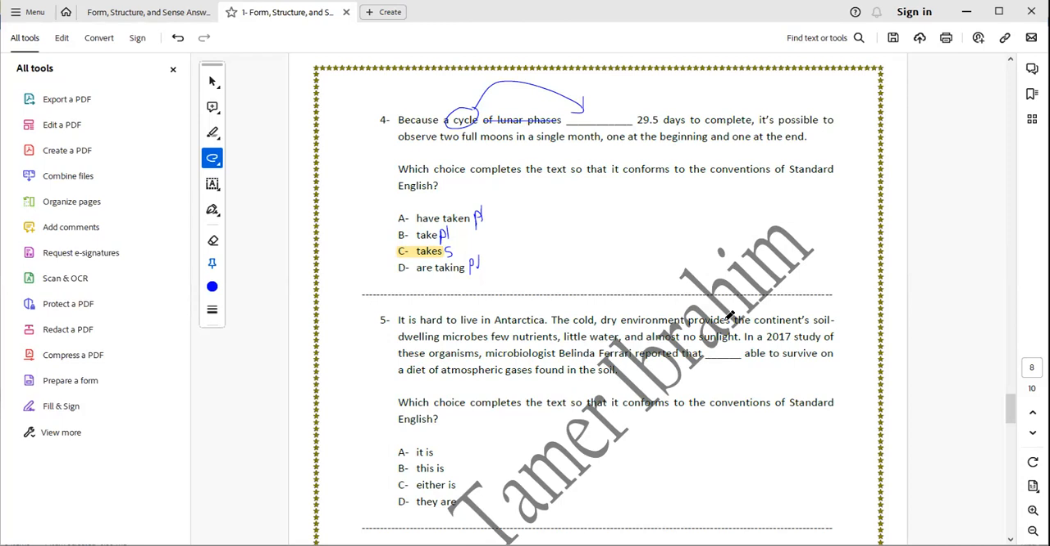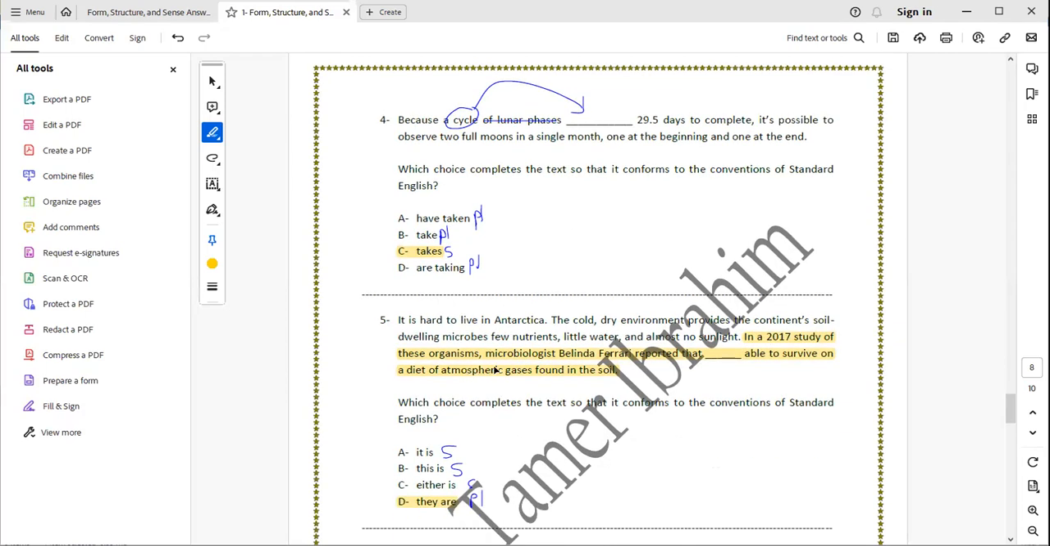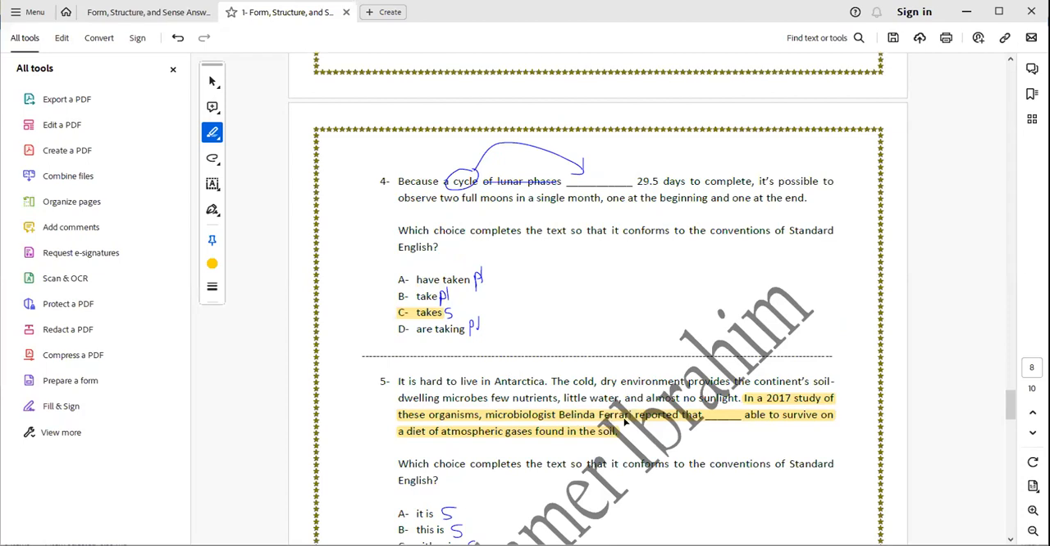Okay, so the answer is D. Without looking up, let's find. It is singular. This is singular. Either is singular. They are plural. Thank you, elimination. I'm going to take the odd one out. But I want to be sure about my answer. Let's look at the sentence only that has the space. In a 2017 study of these organisms, microbiologist Belinda Ferrari reported that able to survive on a diet of atmospheric gases found in the soil.